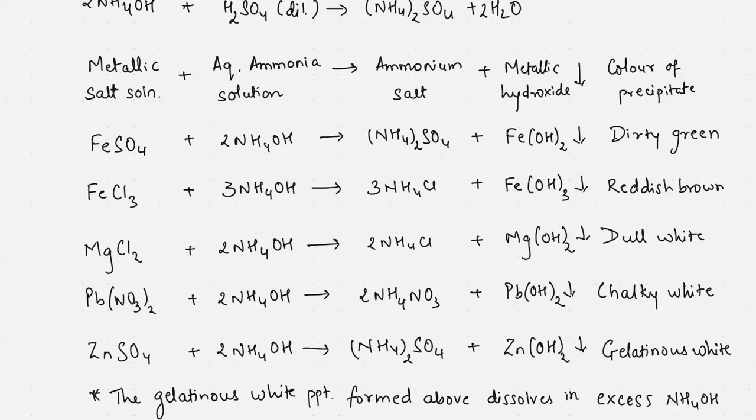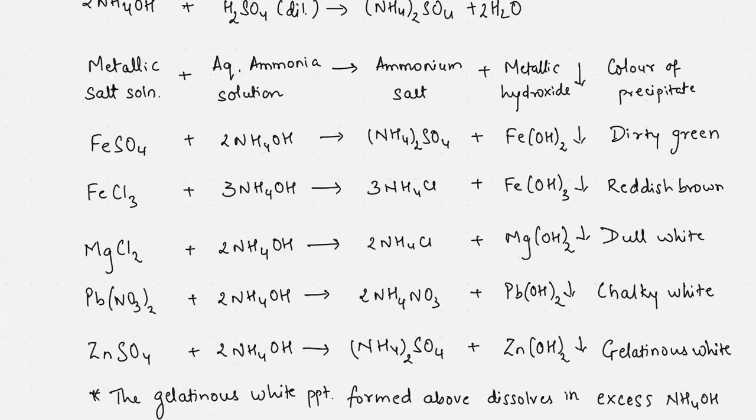Now, these precipitates formed during the process are colored precipitates. So, based on the color of the precipitate, you can also identify the cation present in the given metallic salt. So, let's say, for example, you added small quantities of ammonium hydroxide to a salt and you got dirty green precipitate, which is insoluble in excess of ammonium hydroxide. It proves that the salt contains ferrous ions. And if you get reddish brown precipitate, again insoluble in excess of ammonium hydroxide, it contains ferric ions.